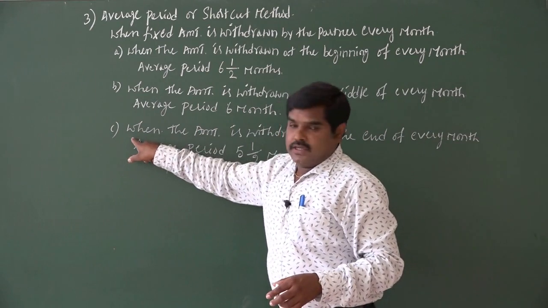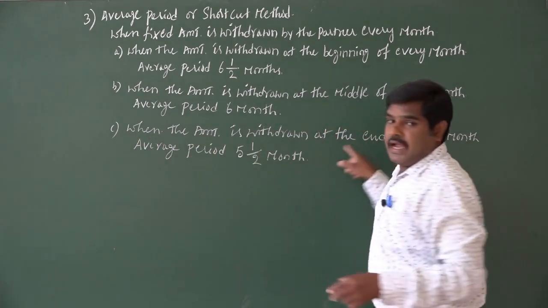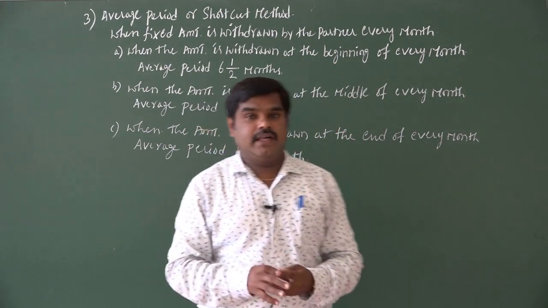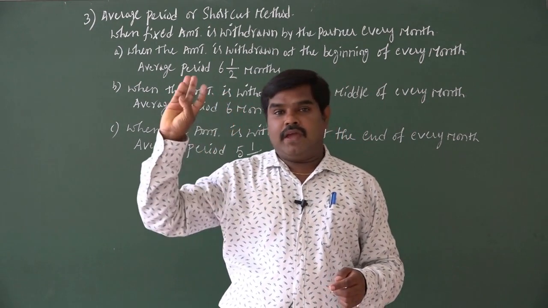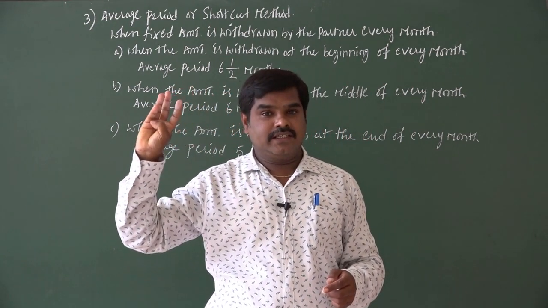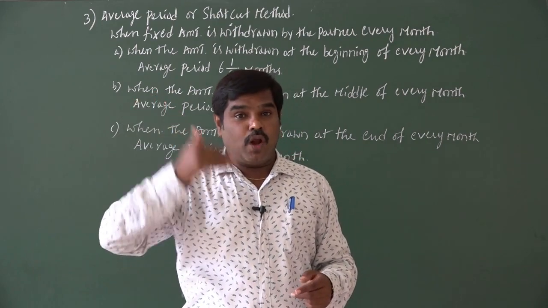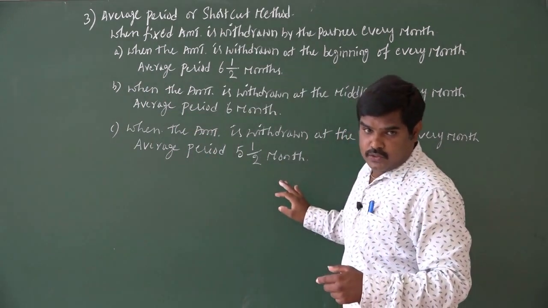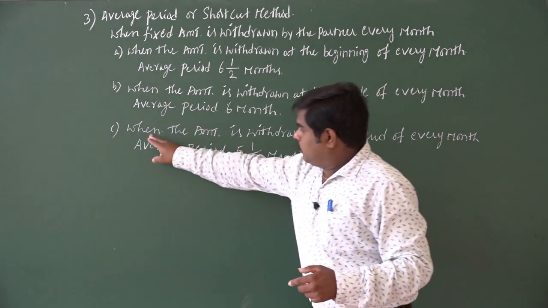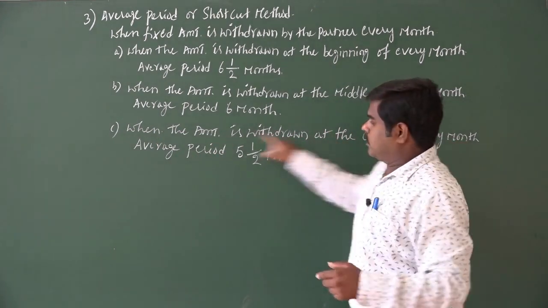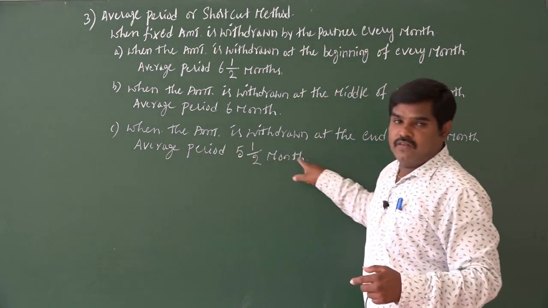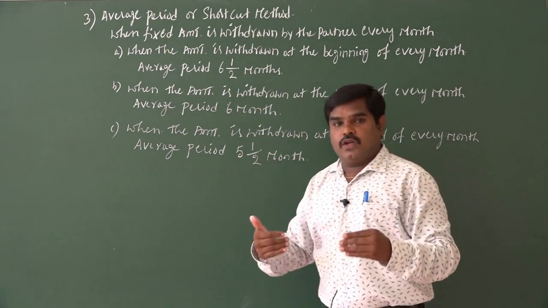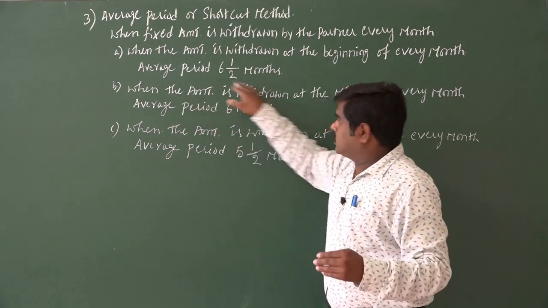Next, when the amount is withdrawn at the end of every month: April 30, May 31, June 30, July 31, August 31, like that. Last day of every month, the partner will draw money for personal use. So when the amount is withdrawn at the end of every month, average period will be 5.5 months. How it is 6.5 months, how it is 6 months, how it is 5.5 months, slowly one by one in the problem I will explain.